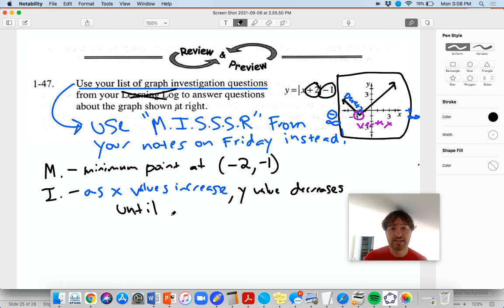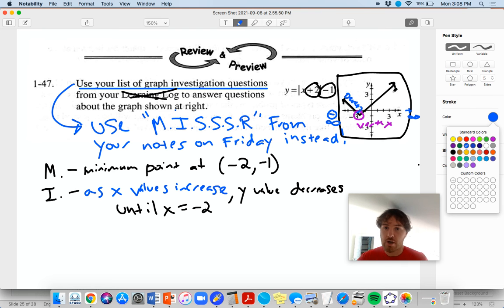You might just write the whole coordinate down, but I'll write the x value of when it's going to change directions: until x equals -2. And then once we start at like -6 or so, at the lowest x values we can, going from left to right, once we hit x equals -2, it starts shooting up right there. So then we start increasing.